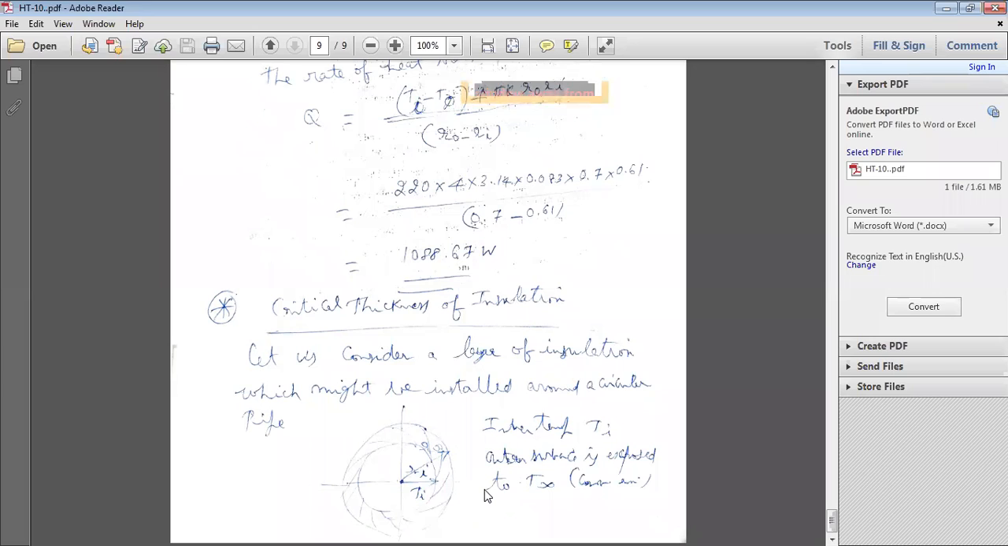So if you pay attention to these problems, derive the equations and solve a number of problems, then the heat transfer subject is very, very easy and very, very scoring also. You can score 90% or 95% if you practice derivations and problems. Okay, that's all for today. Any doubt? Do you have any doubt?